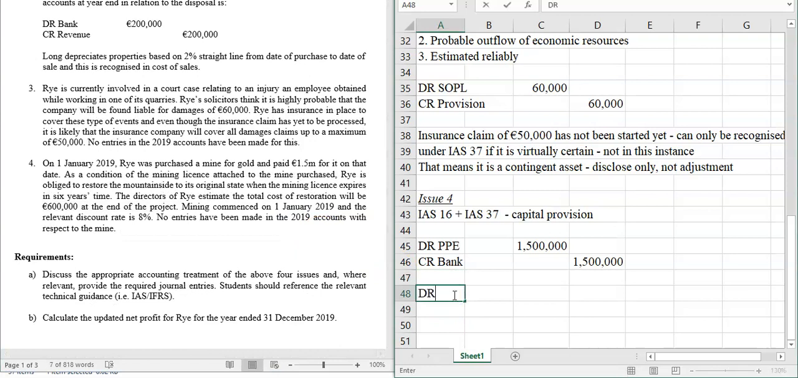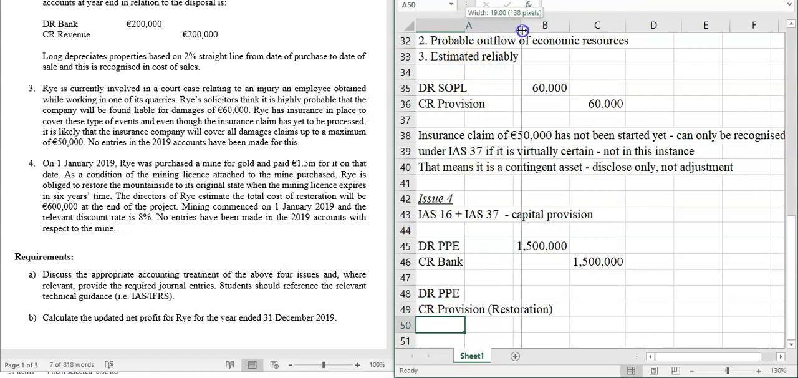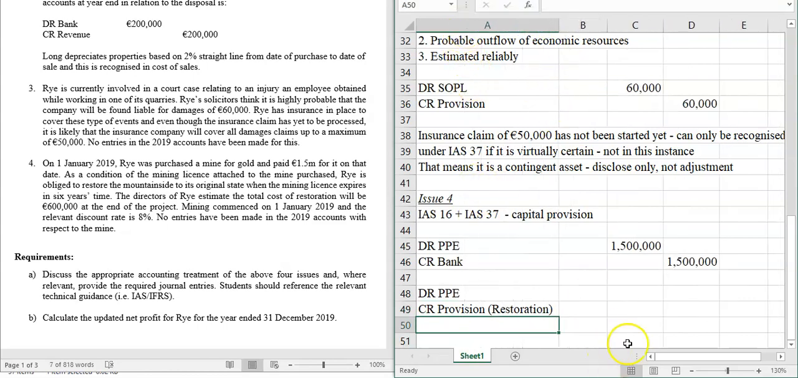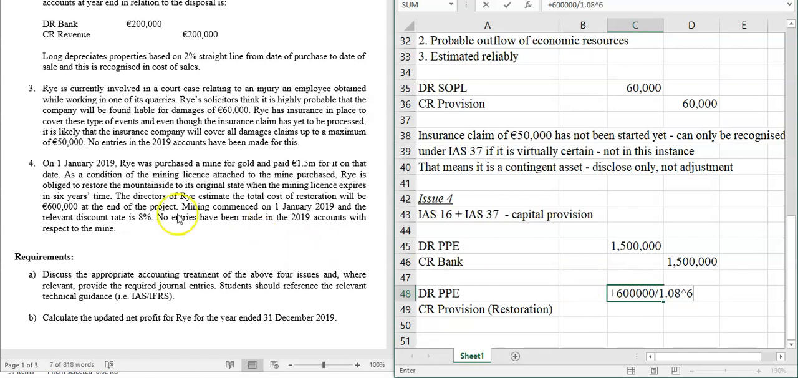However, we're also going to debit PP and credit a provision for the restoration. So if you want to call it provision restoration or some variation of that, similar to what you might have with quarries, what you might have with chemical factories, etc. You're going to recognize this at the 600,000 at its present value, divided by 1.08 to the power of 6, because the 600,000 is in 6 years' time. IAS 37 says if the time value of money is material, you need to account for it. And it will be material here. It's going to have a significant difference whether it's 600,000 in 6 years' time or the present value today.